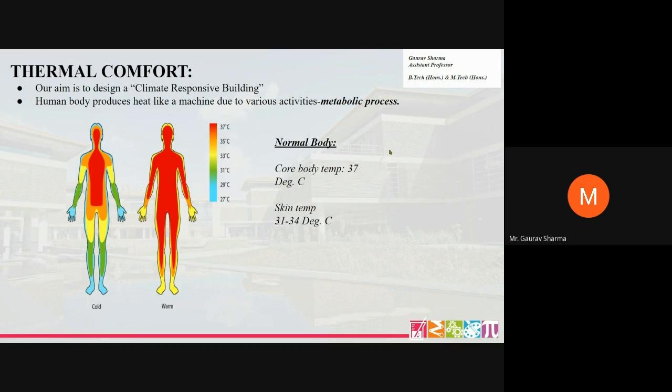That means for you, thermal comfort may be different. For me, thermal comfort may be different. So it depends on an individual's body, how they adapt to things.